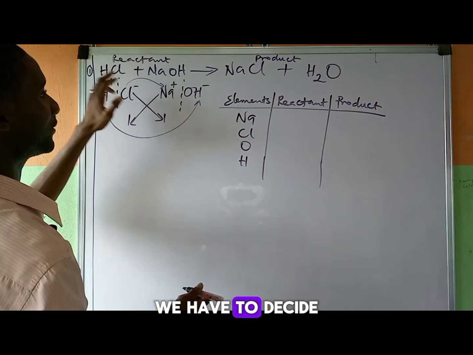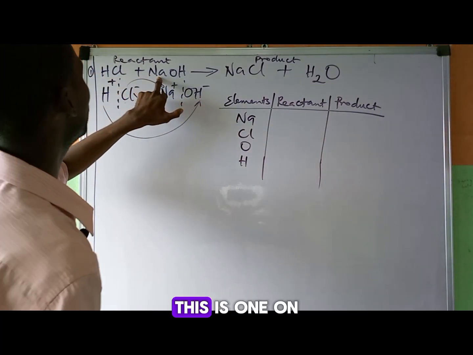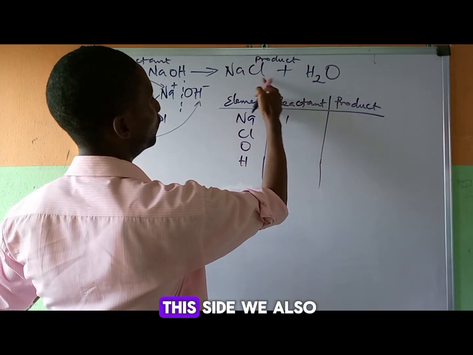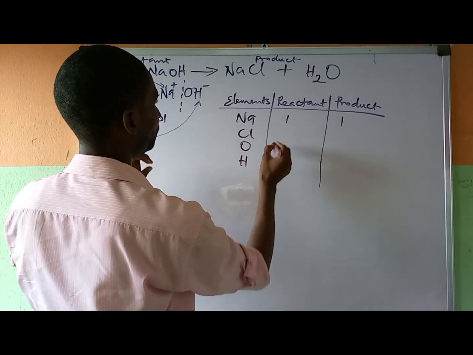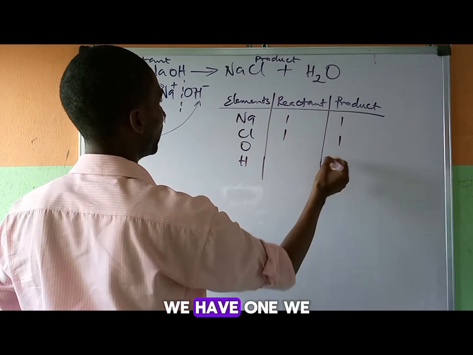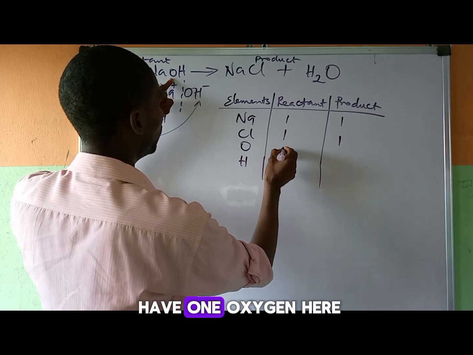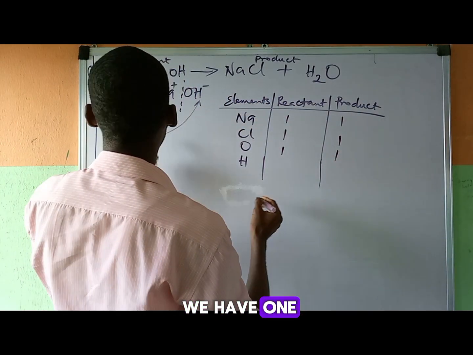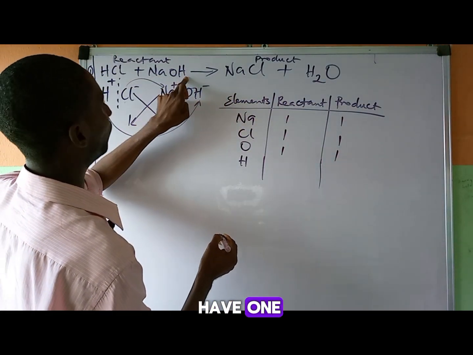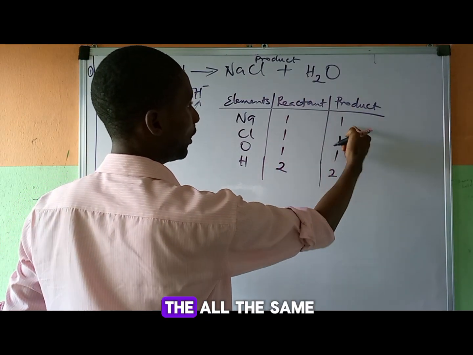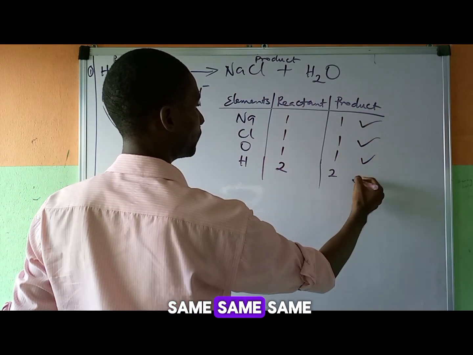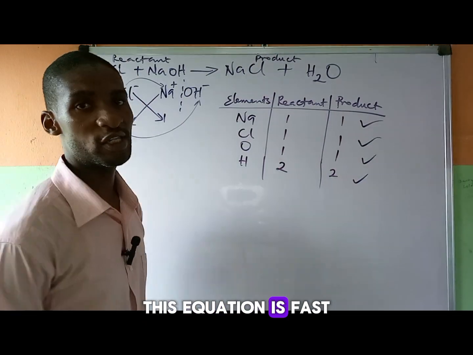On this reactant side, how many sodium do we have? This is 1. On this side, we also have 1. Chlorine, we have 1 on this side. Chlorine, we have 1 here. Oxygen, here we have 1. Oxygen, here we have 1. Hydrogen, here we have 1, and 1, that is 2. And hydrogen, here we have 2. So they are all the same. So this equation is balanced.